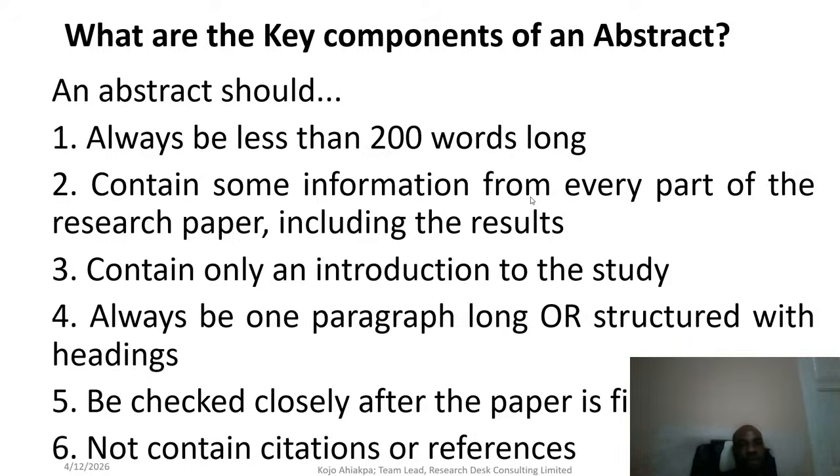So these are the key components, like I mentioned. This is not static, but in most journals, the abstract should be less than 200 words long, and it should contain some information from every part of your research work, including the introduction, the materials and methods, the results, and the discussion, conclusion, and recommendations. And remember, most importantly, your abstract must not contain citations or references whatsoever. Never ever. It is very, very important. Never include citations or references in your abstract.